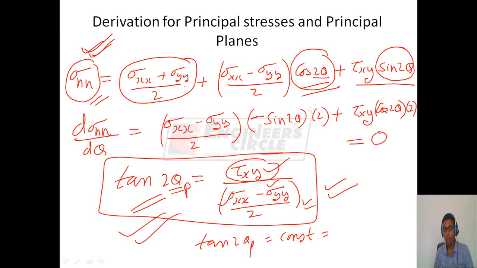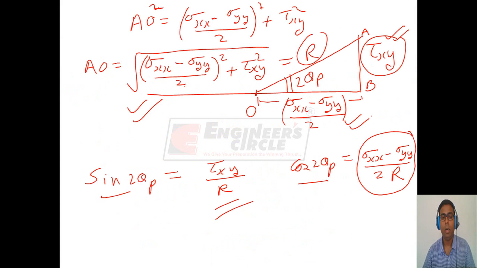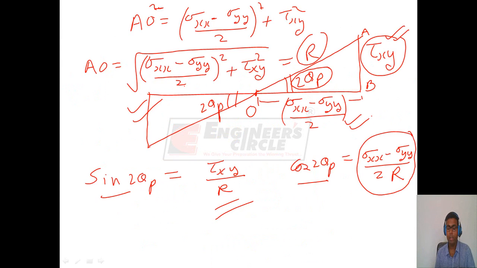Let us say some 1.2 or 2.3, anything can come depending on values of tau xy, sigma xx and sigma yy. If we look at this equation, tan 2 theta p equal to constant, this equation has two roots, and the two roots can be found by following this simple procedure. If we look at this angle 2 theta p and we draw the lines in this manner, this angle will also be 2 theta p, as these two angles are vertically opposite angles.